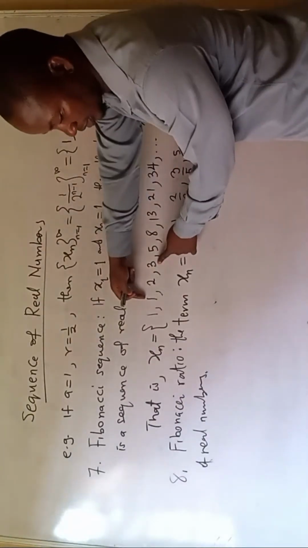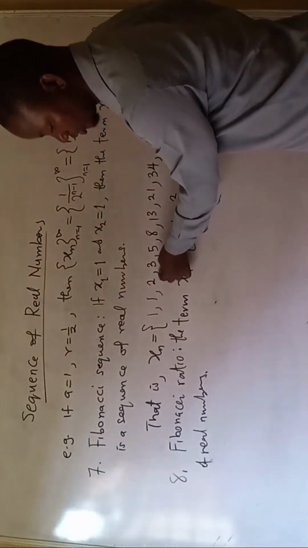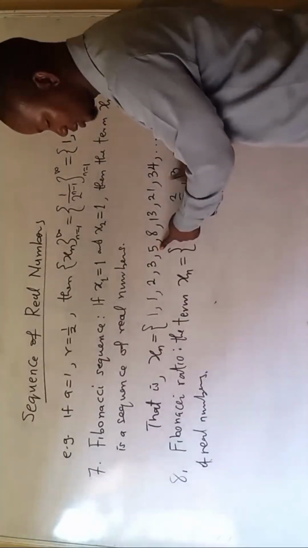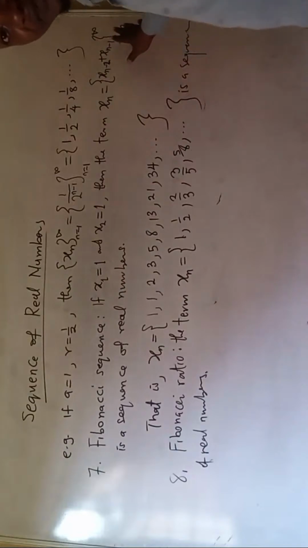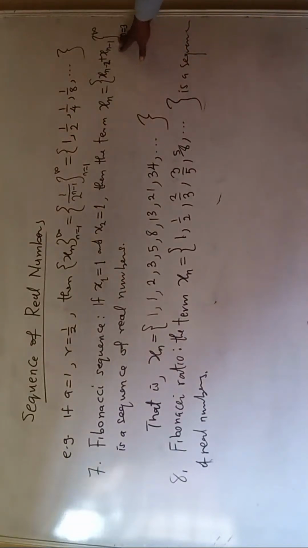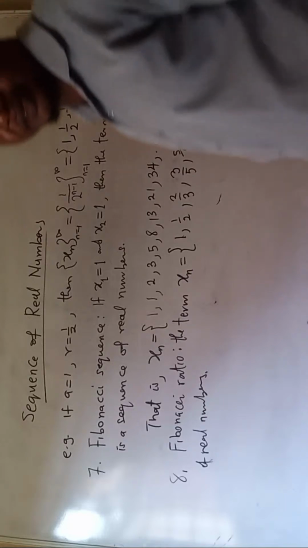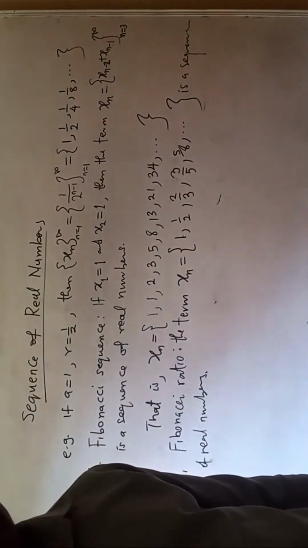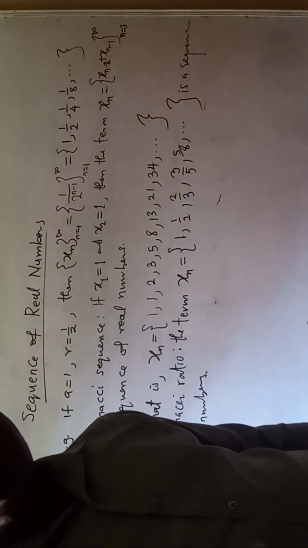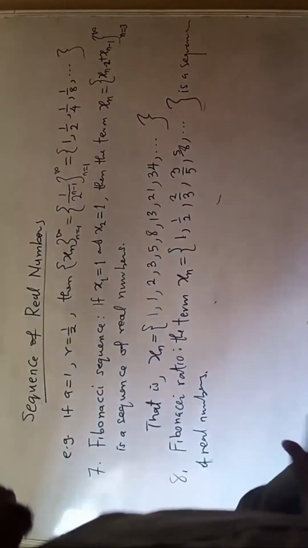Then I will ignore this again, add this up again to get the next member. So I will ignore this, add this again to get this. So this is how the formula is designed here, and it is a recursive sequence, as I said earlier. I don't know if I have answered that question.